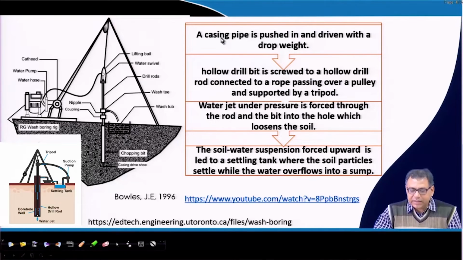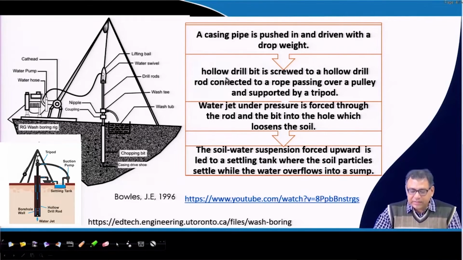boring technique. The casing pipe is pushed and driven into the soil by a drop weight. Then a hollow drill bit is screwed to a hollow drill rod inside the casing. First the casing is inserted into the soil, then this bit is screwed with this rod, and the height of this rod can be increased by attaching another rod or a number of rods.